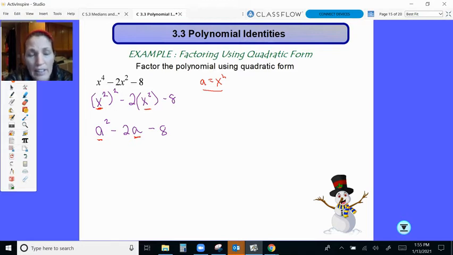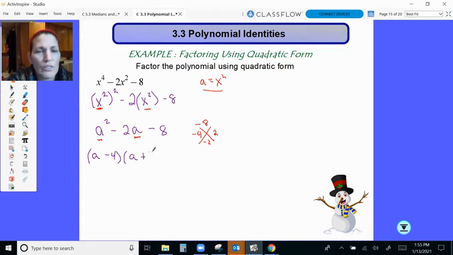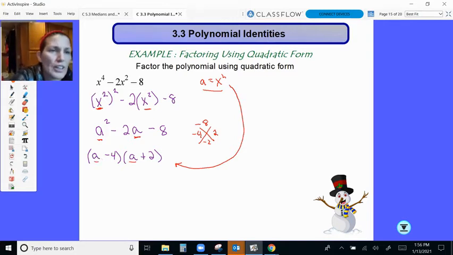And now this looks exactly like a quadratic equation, right? I can factor this by asking what are factors of negative 8 that add up to negative 2. Well, that's going to be negative 4 and 2. So I can factor this into a minus 4 times a plus 2, right? And I'm all factored. Well, except that we substituted a in for x squared. So now I'm going to bring these back down and substitute these back in for x squared. So I can rewrite these now as x squared minus 4 times x squared plus 2.